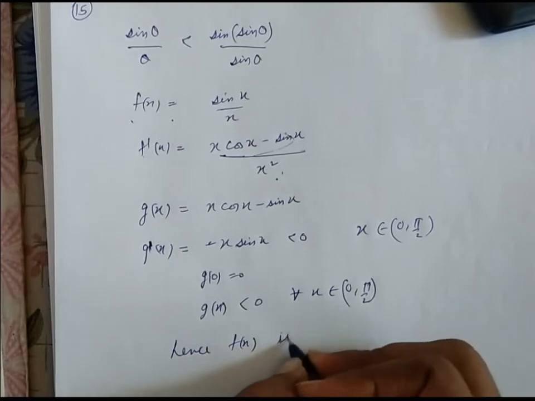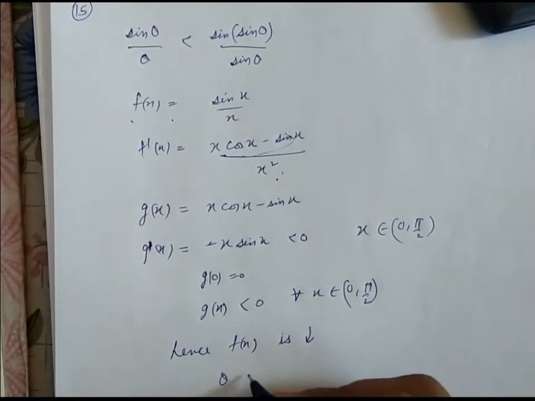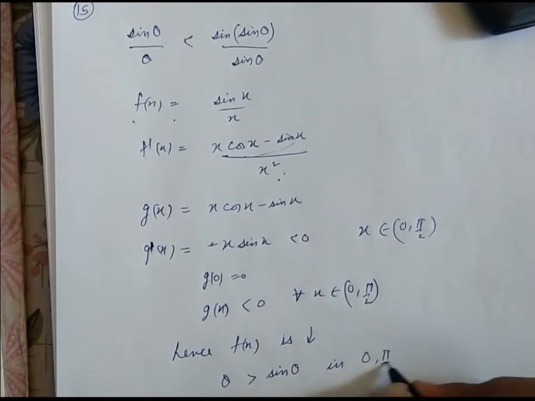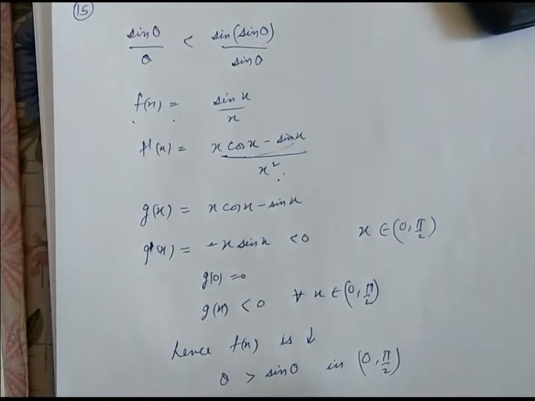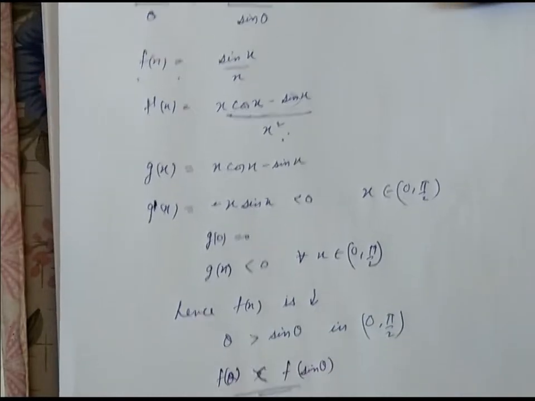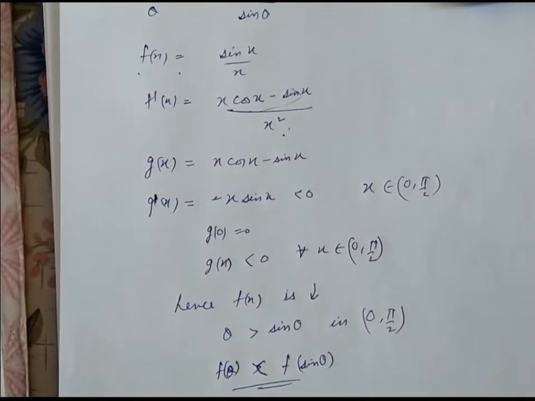Hence f(x) is decreasing. We also know that theta is greater than sin theta in 0 to pi by 2. Hence f(theta) would be less than f(sin theta), which we needed to prove. Okay. Moving on to the next question, question number 16.